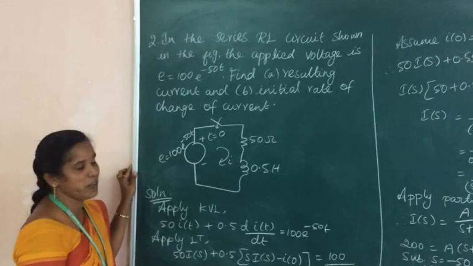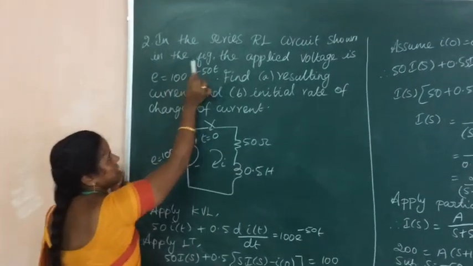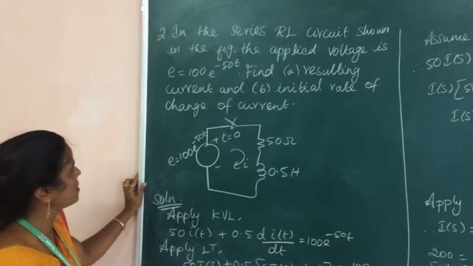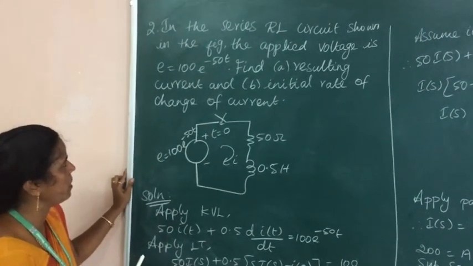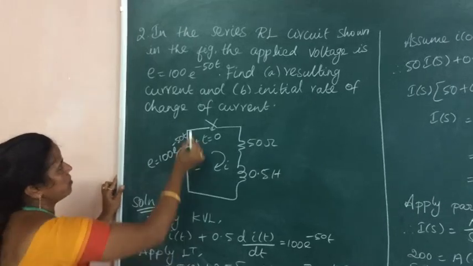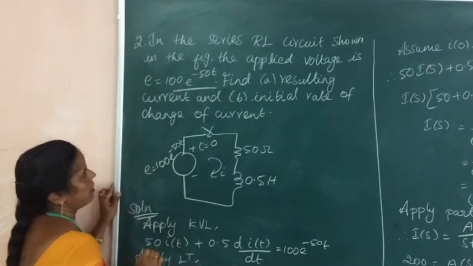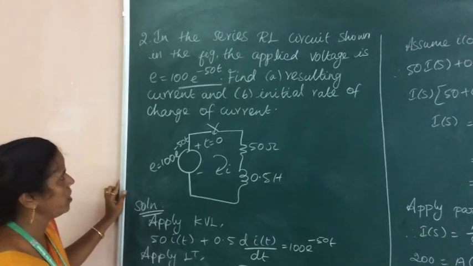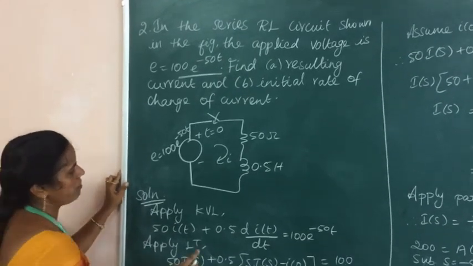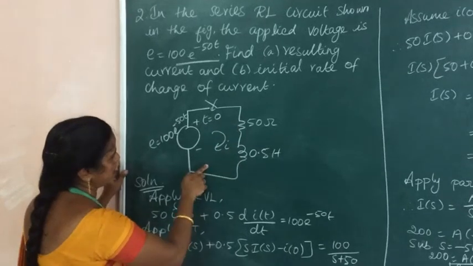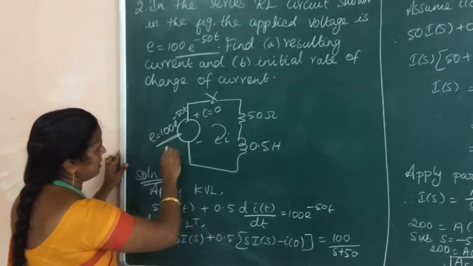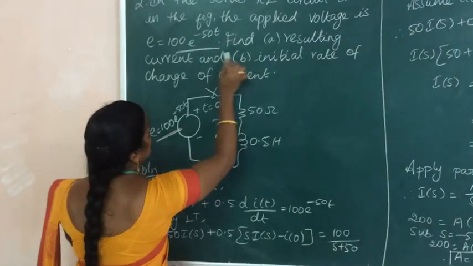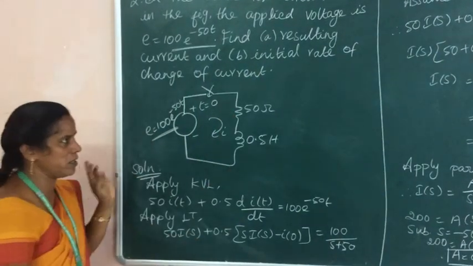So the second problem we are going to see is: in the series RL circuit shown in the figure, the applied voltage is E equal to 100 e power minus 50t. So this is an exponential signal. Find the resulting current and the initial rate of change of current. The given problem is a simple RL series circuit excited by an exponential supply. We have to find the resulting current and the initial rate of change of current.